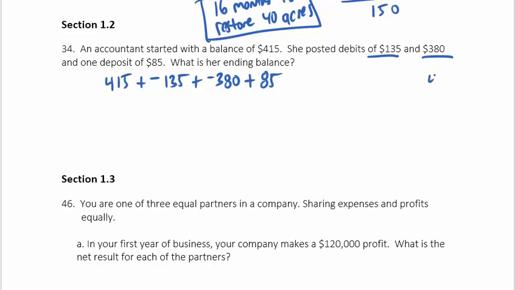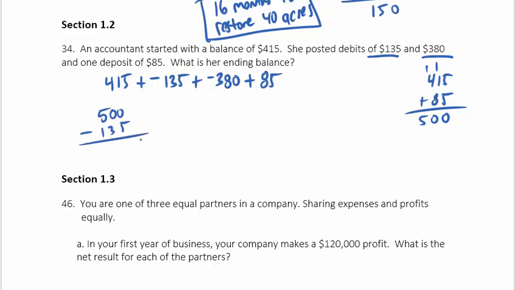So let's see, 415 plus 85. That's going to be pretty good because that's going to work out to be a nice whole number. 10, carry the 1, 10, 1. Okay, that's 500. So now I've got 500, and I'm going to take away from that 135.